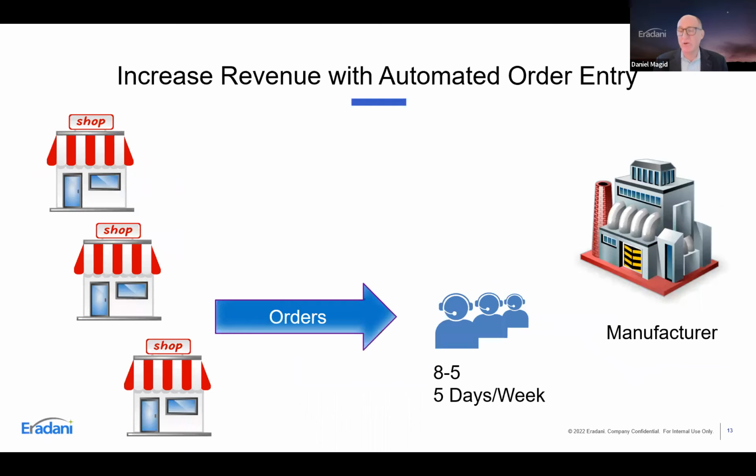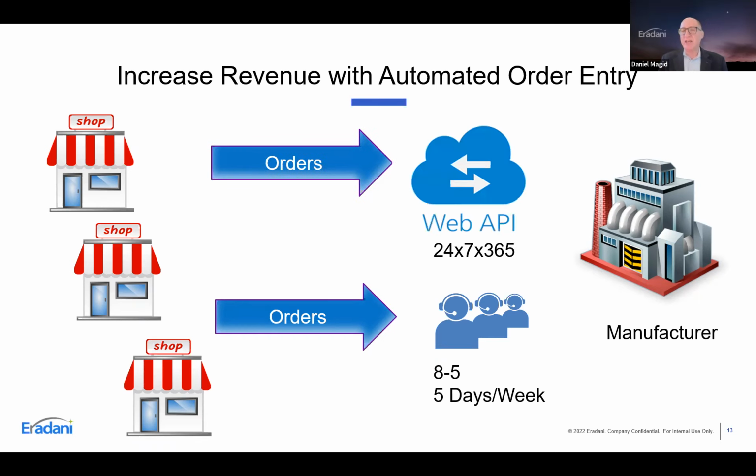We had another customer, they were a manufacturer, and they had a bunch of retail stores that sold their products, and the retail stores would call in orders, and they had to call into their call center, which was open from 8 to 5 days a week. The problem was the stores were open on weekends and on evenings, and so they were missing out on opportunities. So they API enabled their order entry process, and they were able to take orders 24/7, 365.